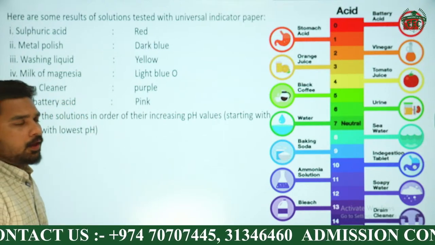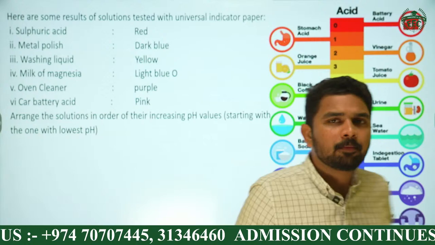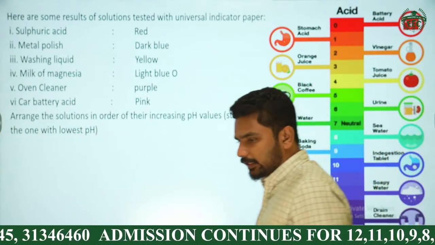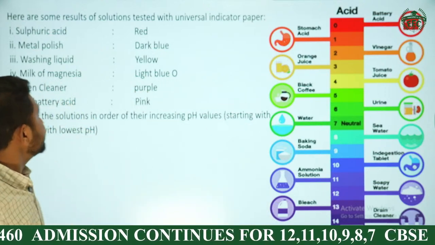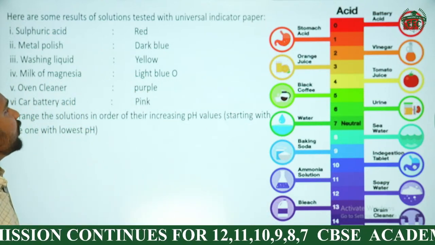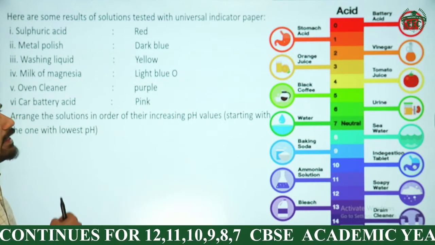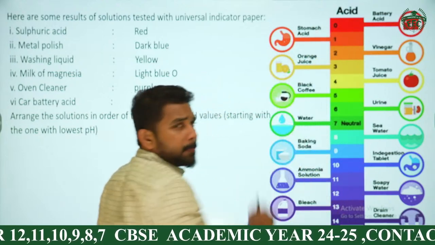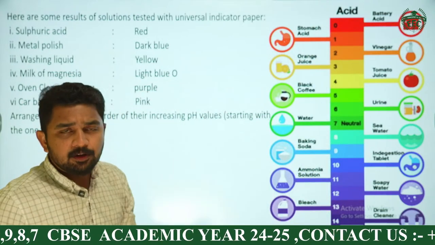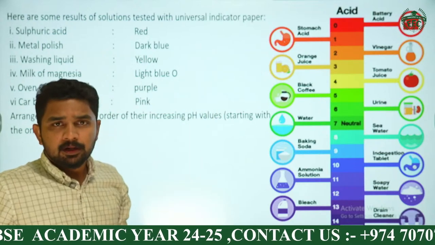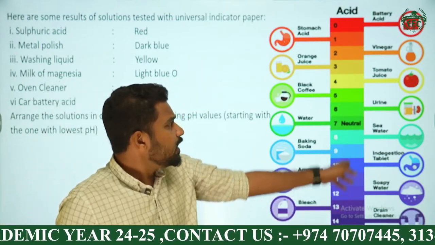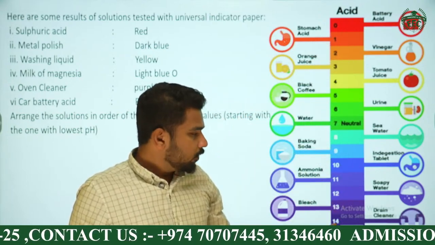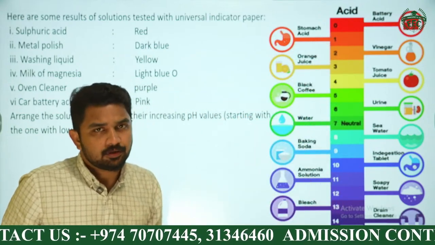And we can move on to the next question, which is a question from universal indicator. You know that universal indicator or pH paper, right? What is the question? Here are some results of solutions tested with universal indicator paper. This is universal indicator paper, or pH paper. In pH paper, there will be colors from red to blue. There will be color variation.